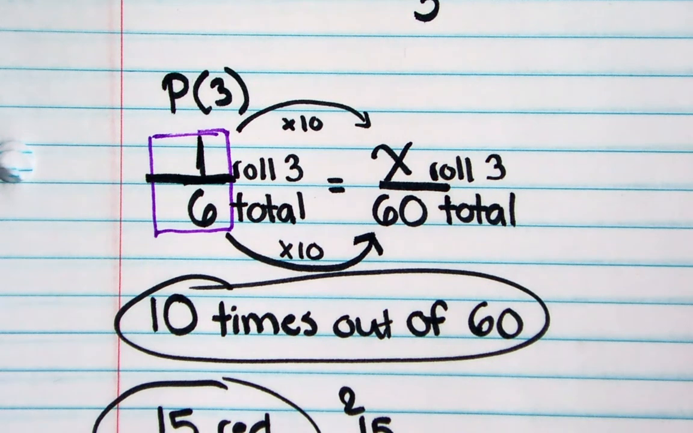And so that wraps up our video on simple probability, where you just had one event. And so our next video is going to be about compound probability.